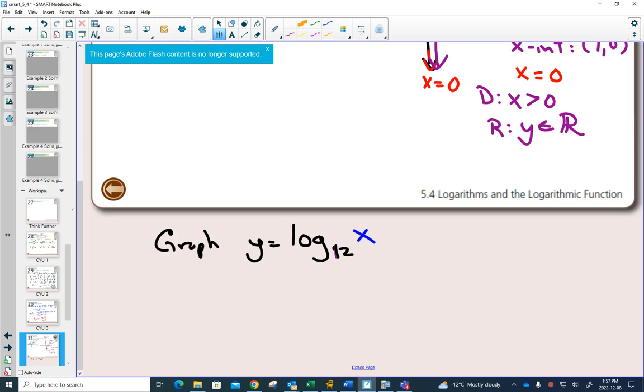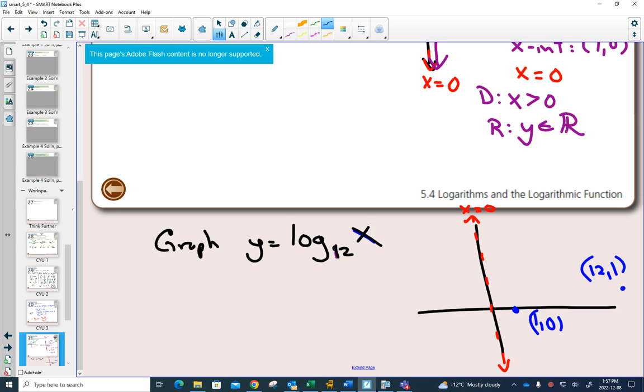I just want to graph y equals log base 12 of x. Well, we want to go directly to the log graph. So going directly to the log graph, every log graph has (1, 0). Every log graph has an asymptote at x equals 0. This log graph with a base of 12 will have (12, 1). And once we have that, you can draw its shape.